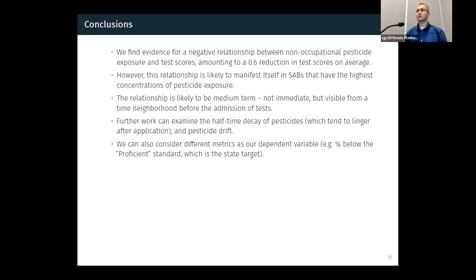My question would be in regards to the exposure assessment. So you are measuring the pesticide exposure via air. If you consider the pesticide exposure via dietary pathways, did you look into it to see if there's any impact?